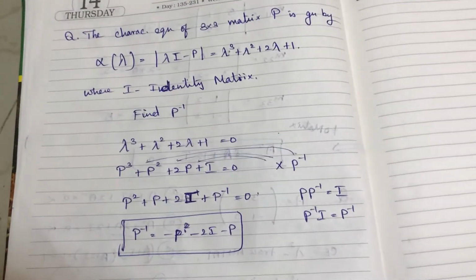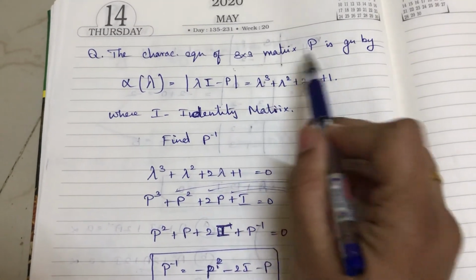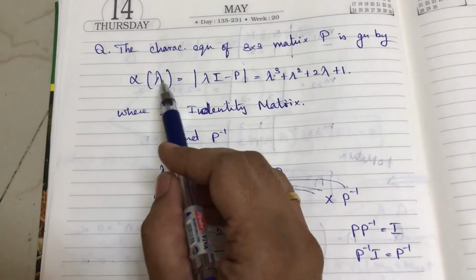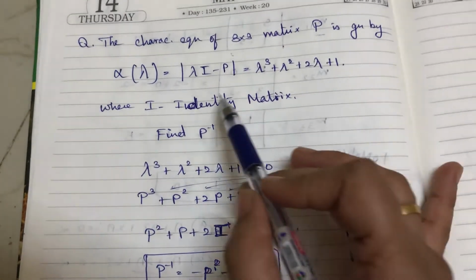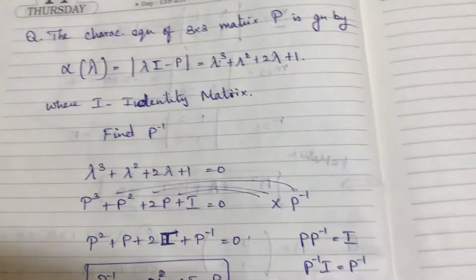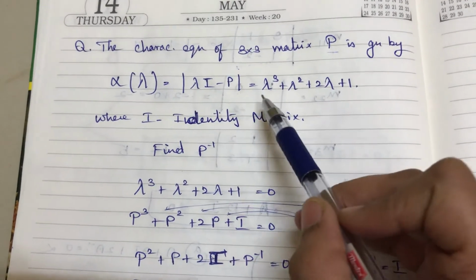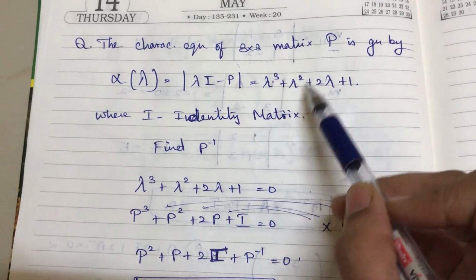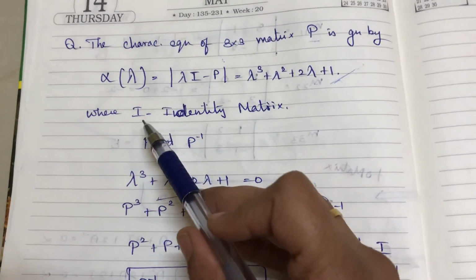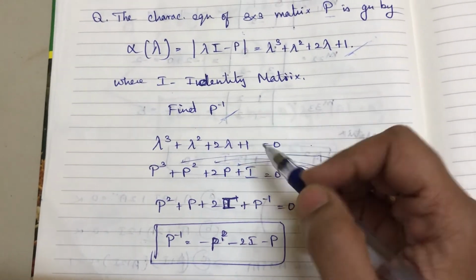Now we have gone to the final sum. You can see here the characteristic equation of a 3 by 3 matrix P. This is given by lambda into I minus P, the determinant, which is equal to lambda cube plus lambda square plus 2 lambda plus 1. What is this? This is a characteristic equation, where I is an identity matrix. Up to this it is the question.